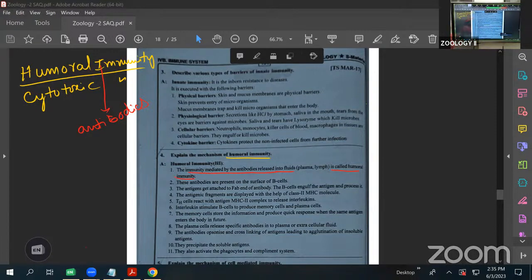Next, these antibodies are present on the surface of the B cells. On the surface of the B cells, I'll draw the diagram clearly.